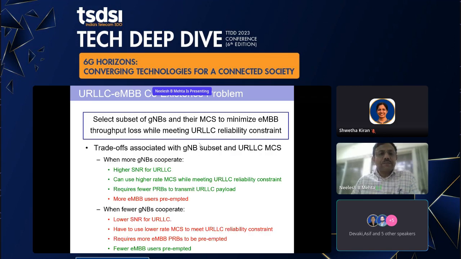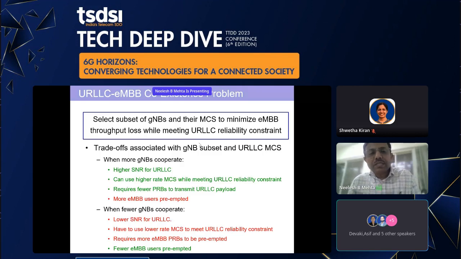So let's look at the very natural trade-offs. If more Gnode Bs cooperate, you get a better SNR for URLLC. That means I can essentially pump data out using a higher rate modulation encoding scheme while still meeting the tight constraint. If I can pump at a higher data rate, I need fewer PRBs to transmit my payload. Say, think of a payload as 32 bytes.